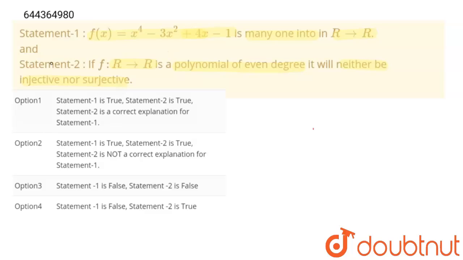See, first of all, I am going to solve the second statement. Then I will take reference of the second statement to solve the first statement. See, this is saying polynomial of even degree. So f(x) is, suppose, an even degree polynomial, and there is one g(x) which is an odd degree polynomial.